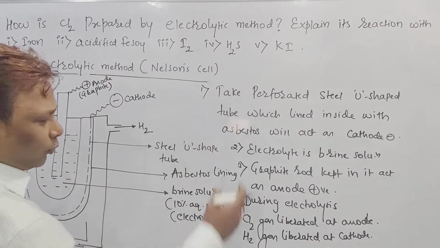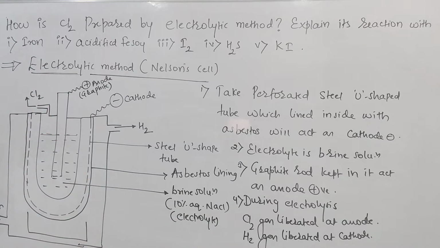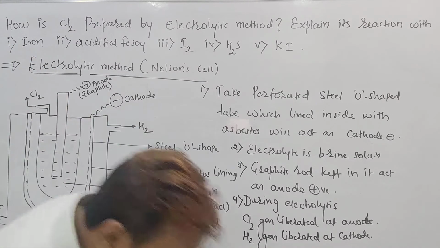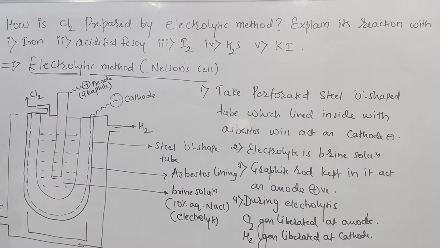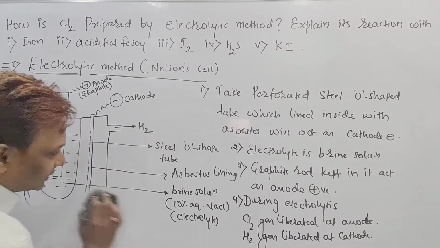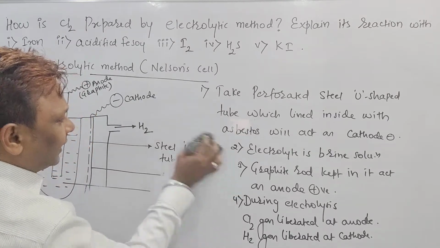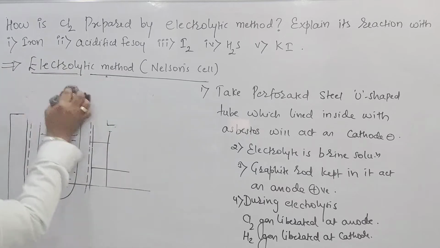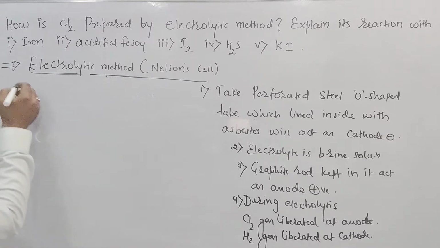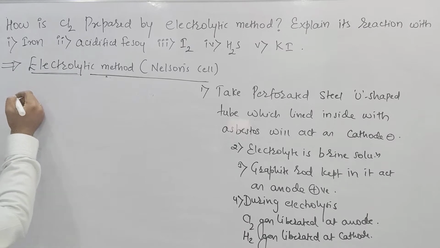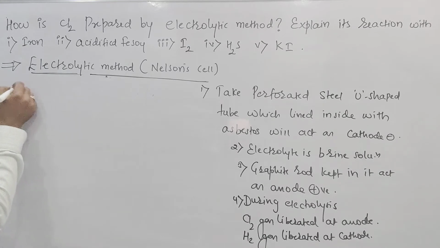We wrote these 4 points and we wrote this diagram. Do one thing, just take a screenshot of the diagram because I want to show you the electrolytic process also now. Very good. Now, during electrolysis, how the Cl2 is liberated at the anode and how the H2 is liberated at the cathode, that we will see now. This is called the electrolytic process or ionization process. I will show you how it will be.